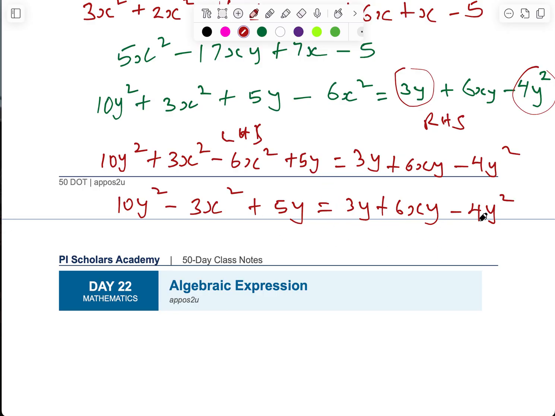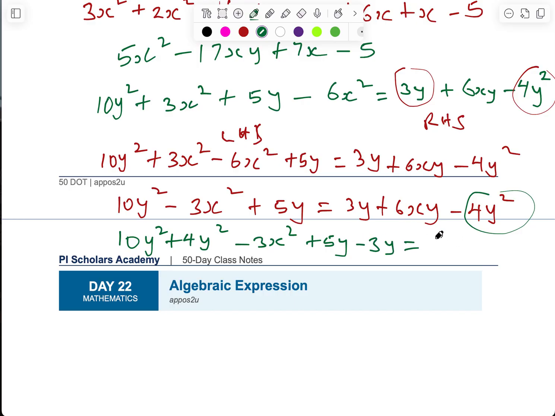So you can decide to group all the y's in this place. For instance, you have 10y squared here. If you look through, you have another y squared in this place, but it is negative 4y squared. So when it comes to this place, the 10y squared is going to become positive 4y squared added. And you have negative 3x squared. Do you have any other x squared again? No, I don't think so. Then in this place you have plus 5y. Then you can bring in the 3y. 3y is positive here, so it becomes negative 3y.